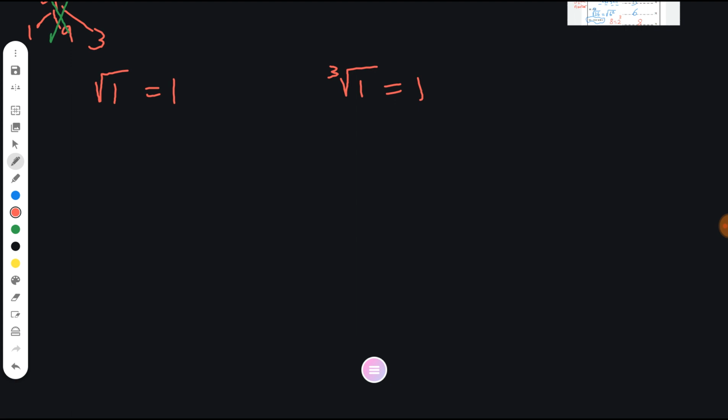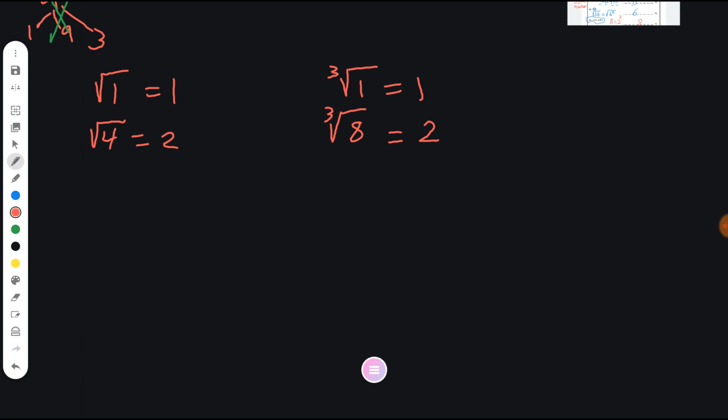So 1 is a perfect square, and 1 is a perfect cube at the same time. Okay? Square root of 4 equals 2, and cube root of 8 equals 2. Because 4 can be written as 2 to the power 2, and 8 can be written as 2 to the power 3, or 2 to the indices of 3. So we call 4 a square number, and 8 a cube number.